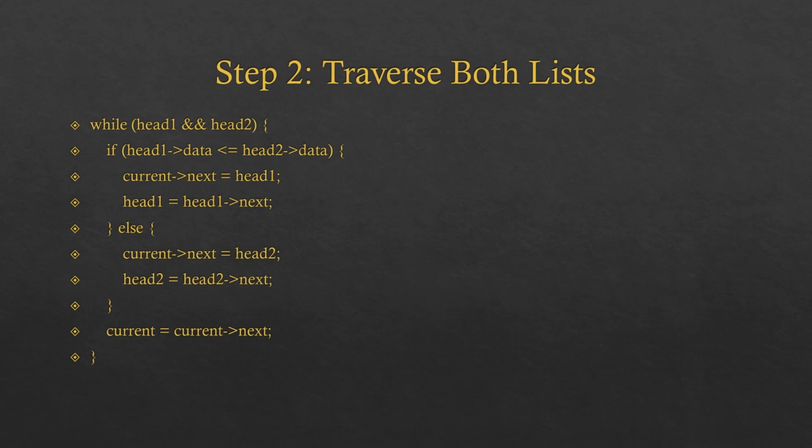We traverse both lists. At each step, we compare the current nodes of both lists. If the data in the first list is smaller, we attach it to the merged list and move the pointer of the first list forward. If the data in the second list is smaller, we do the same for the second list.